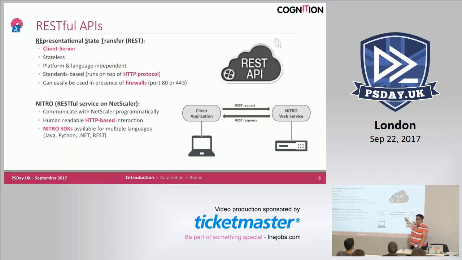And as I mentioned NITRO on the previous slide, if I'm using NITRO as a word in this presentation, it's because that's the name Citrix gave to the REST API service on a NetScaler. So I should just say REST API, but I'll probably use NITRO a couple of times because I got so used to it. And it's just the same as a regular REST service. So it has the client-server architecture, and it allows me to make HTTP-based communications with the NetScaler.